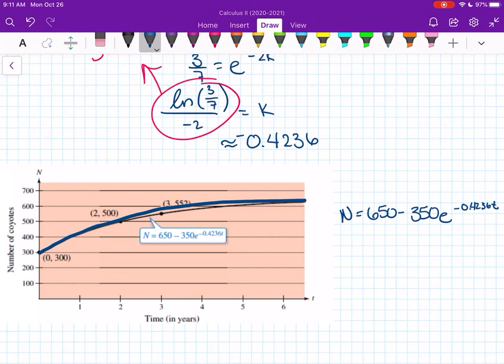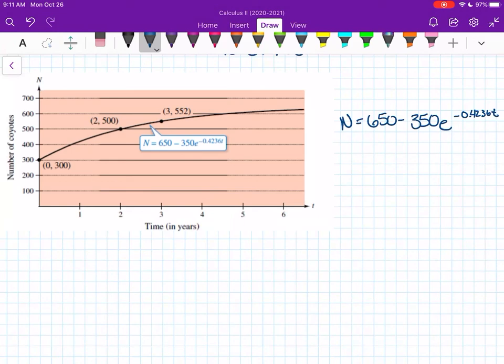And you can see here it looks like it's leveling off. There's a carrying capacity for how large your population can be, and that's based on the size of the environment, the size of the food source, different things like that.